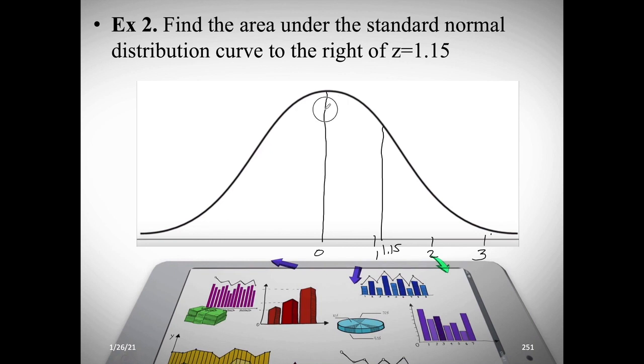1.15. Ito naman, to the right. Ang kanan natin, papunta dito, going right. So, meaning to say, ito yung hinahanap natin na area. The question is, gaano naman kalaki ito, or ilang percent yung area na to. Tulad kanina, madali lang siya. Titignan lang natin sa ating table.